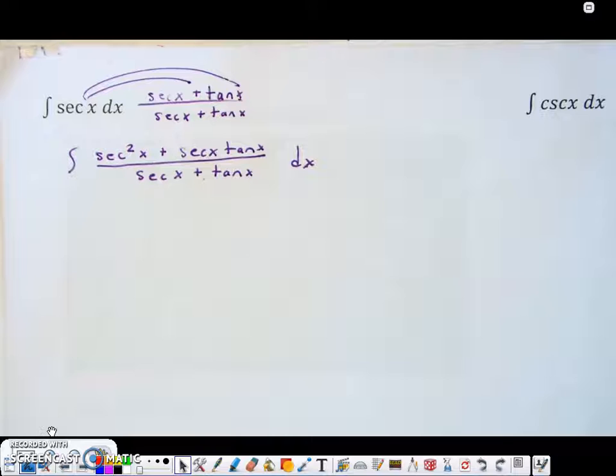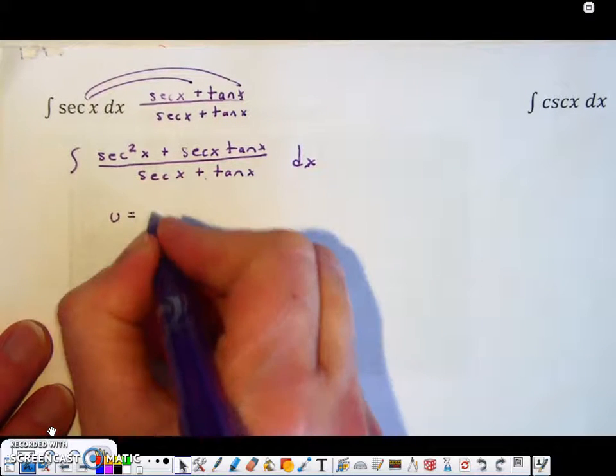Question for you. What is the derivative of secant? What is the derivative of tangent? Secant squared. So any idea what would be a good choice for your u? Yes, the denominator.